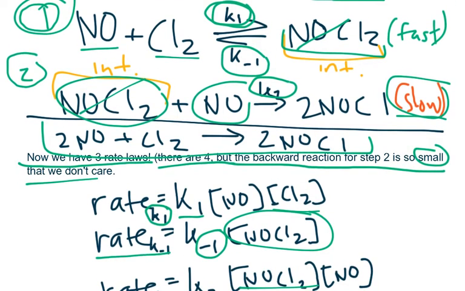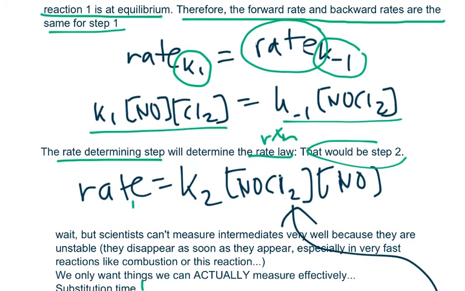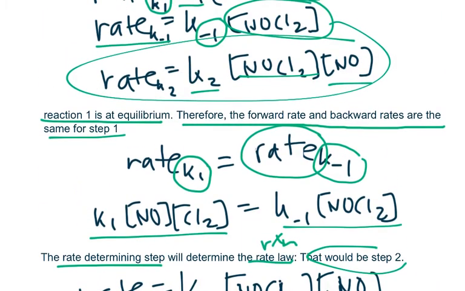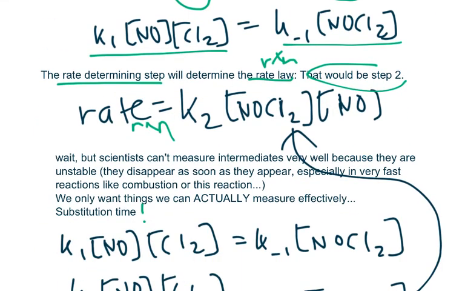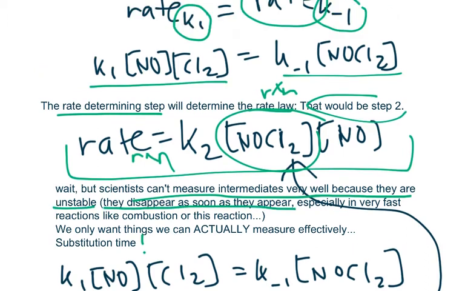So the rate law of the entire reaction will be the rate law of step 2, which turns out to be this, and thus the rate law of the reaction turns out to be the same thing as the rate law for K2. Now this rate law is perfectly fine, but it would be better if we didn't have an intermediate in there, because scientists can't measure intermediates as well because they are unstable, or in other words, they disappear as soon as they appear. Especially in very fast reactions like combustion, or maybe even this reaction.